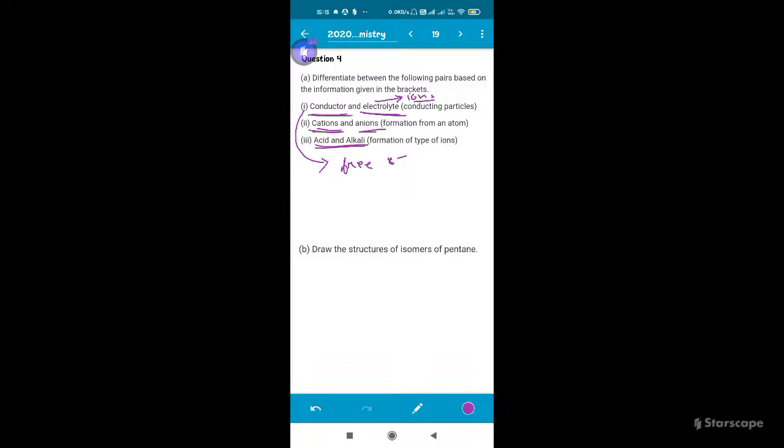Our next question is acid and alkali formation of the type of ions. Whenever they are dissolved in water, what type of ions they are producing? You know, acid will produce hydronium ions, H3O+ ions, and alkali will form hydroxyl ions or OH- ions. So you have to just write this, and you are going to get 3 marks for such a simple and basic question. I hope this question is also clear to you. Let's move on to the next question.